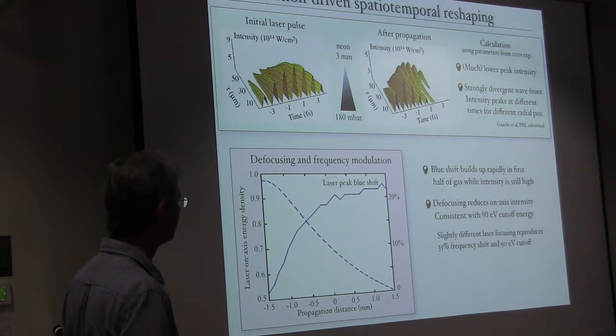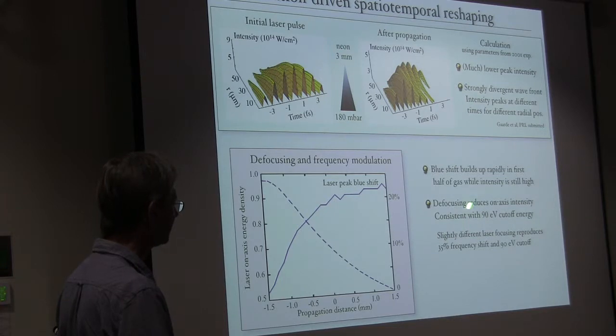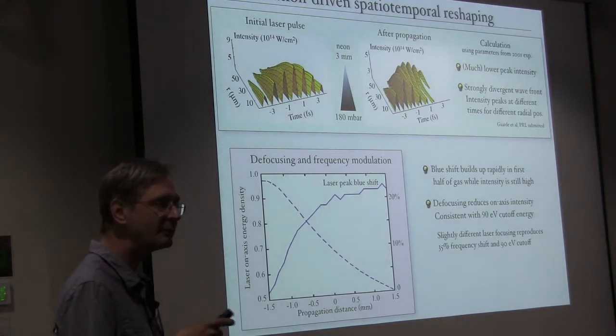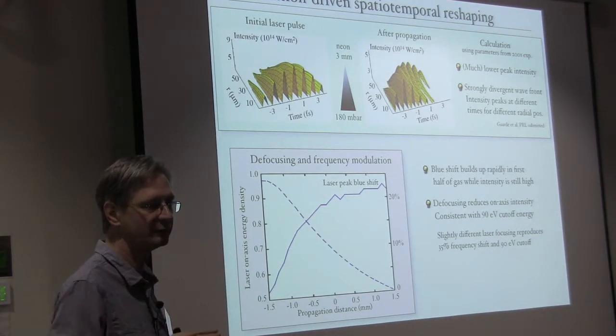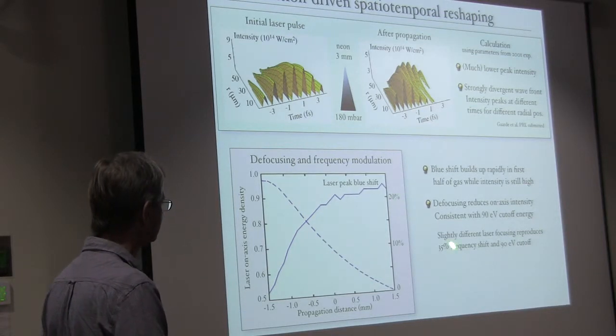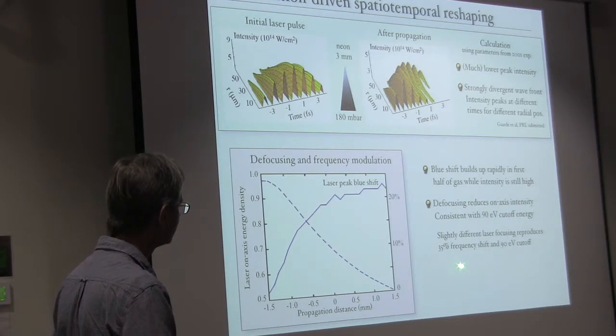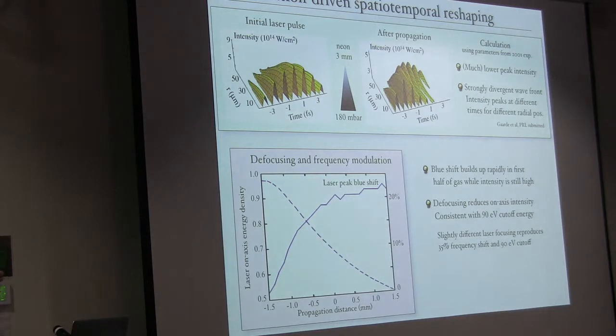Things have settled down. So here are the steps that we think happen. The blue shift builds up rapidly in the first half of the gas, while the intensity is still high. Defocusing reduces the on-axis intensity, consistent with a 90 eV cutoff, by the way. If they'd really put in 9 times 10^14 all the way through the gas, they would have gotten harmonics out to 200 eV. They didn't see that. The highest harmonics they saw were around 90 eV. And slightly different laser focusing produces the 35% frequency shift. It depends exactly on how you do the focusing how big a blue shift you get, but you get a very big one.